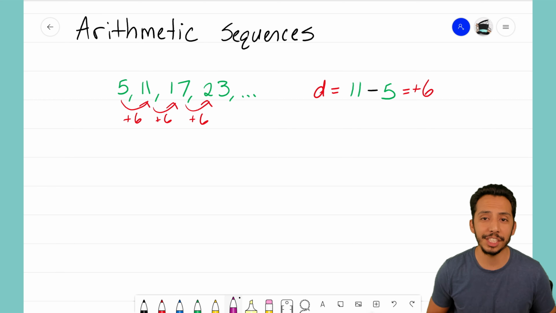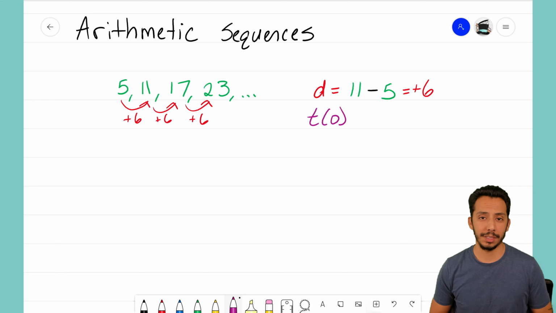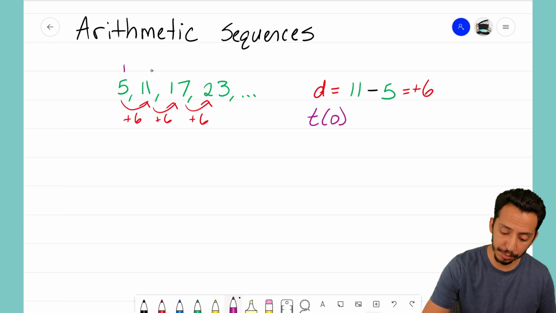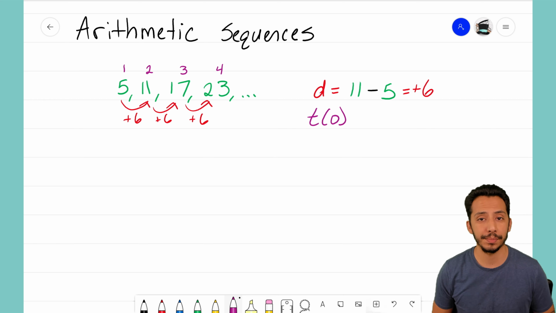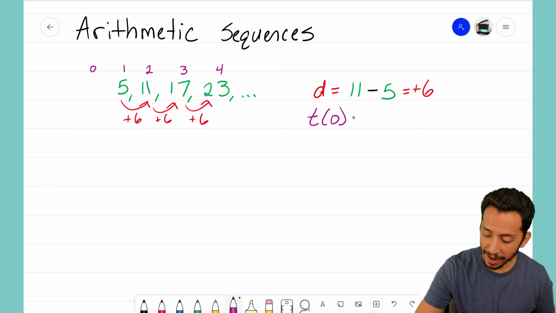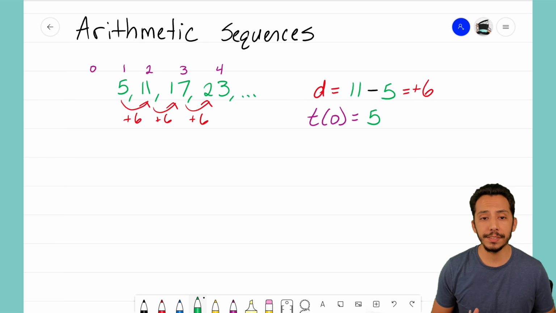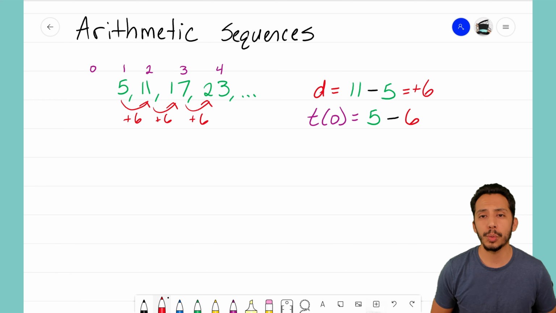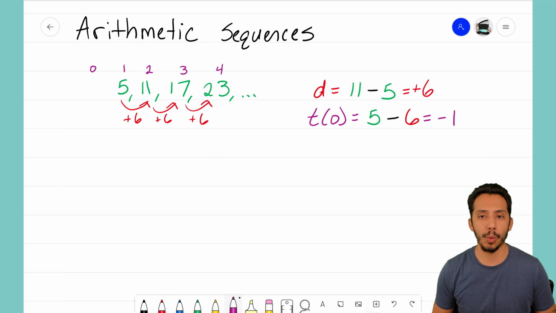The other piece of information that we need to know is the zero term. Remember, we denote that by saying t of 0. The zero term is referring to the term right before our first term. Up here, we see that 5 is the first term, 11 is the second term, 17 is the third term, and 23 is the fourth term. What we're trying to find is that zero term right before our first term, and we found that out in another video. An easy, quick way to do that is to take your first term, which is 5, and subtract your common difference. Our common difference is 6, so we do 5 minus 6. That lets us know that our zero term here is negative 1.